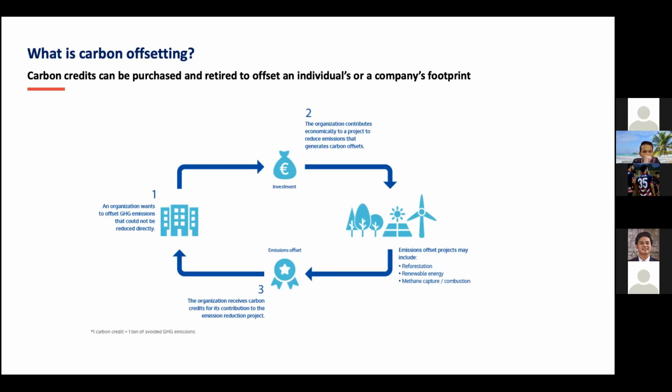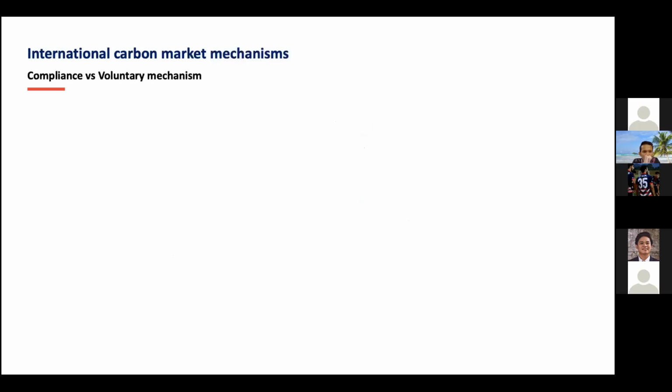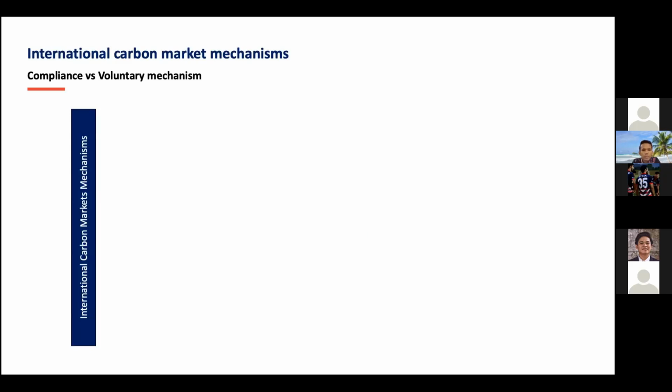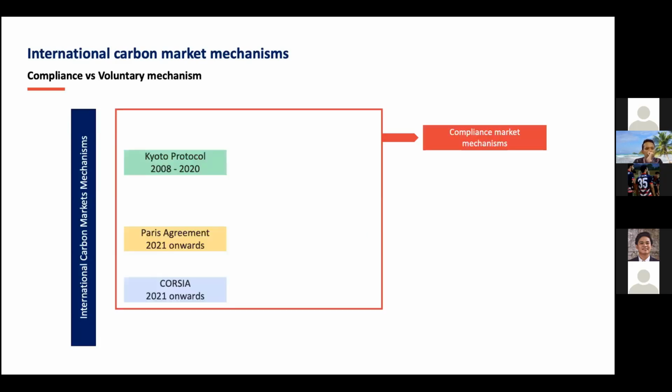Just a recap on how carbon offset works. So what are the mechanism? What are the contoh-contoh pasaran carbon? All right. So what are the mechanism pasaran karbon antarabangsa? All right. So there's a few that's negotiated at the global level. So there's Kyoto Protocol and Paris Agreement. So Kyoto Protocol was from 2008 and 2020, and Paris Agreement will be from 2021 onwards for implementation.